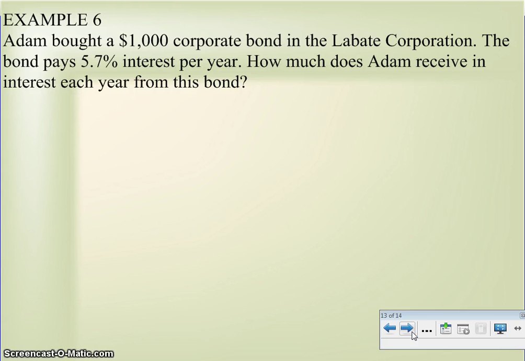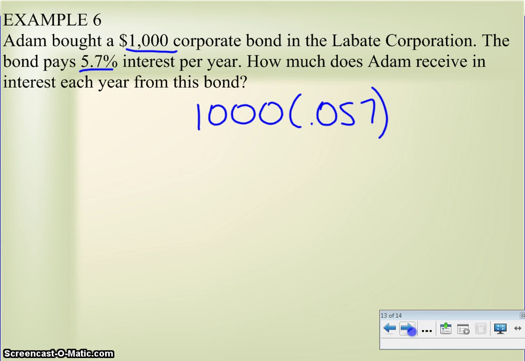Okay, last example for the chapter and for the unit. Adam bought a $1,000 corporate bond at the Labate Corporation. The bond pays 5.7% interest per year. How much does he receive in interest per year from this bond? So it's very simple. We're going to take 1,000. He gets 5.7%, which written as a decimal is 0.057. So each year he is going to get $57.